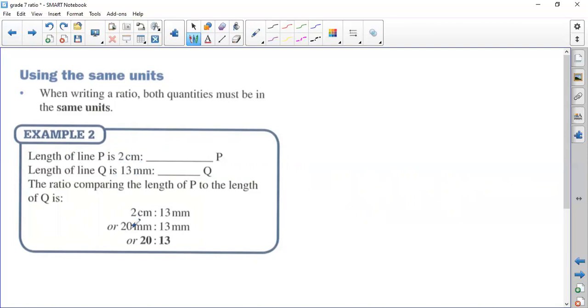So 2 times 10 will be 20 millimeter. And now these units get simplified. So of course, I don't have units in the ratio. It is 20 to 30. Okay, this one is too important for you.